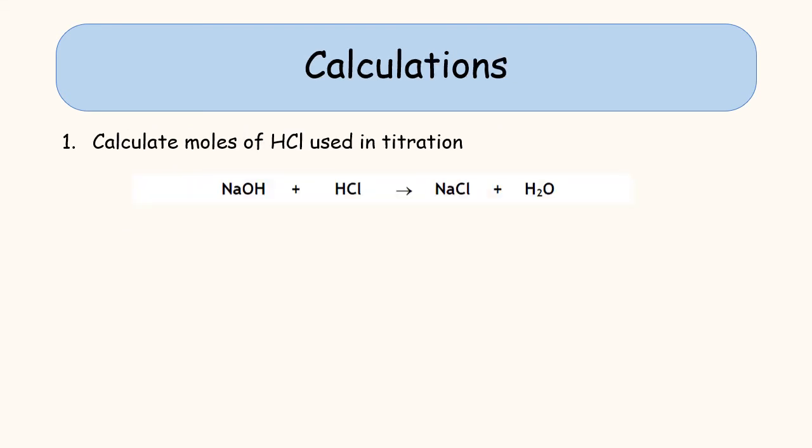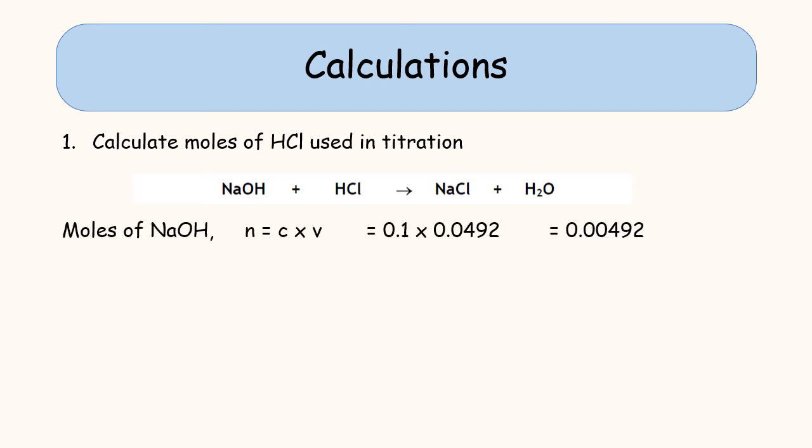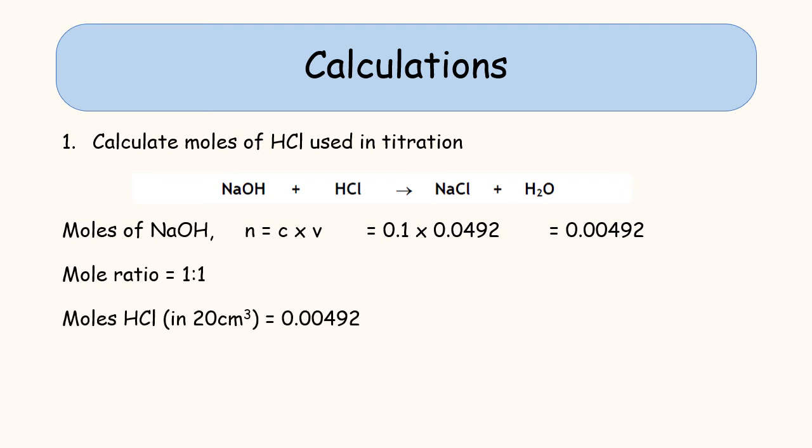So the first calculation, remember we're working backwards, is going to be based on our second equation, our sodium hydroxide reaction with hydrochloric acid, which is a 1-to-1 ratio. Now the moles of sodium hydroxide, n equals CV, so it's 0.1 mole per litre multiplied by 0.0492 litres, which gets us 0.00492. Because it's a 1-to-1 ratio, we know that that is the number of moles of hydrochloric acid in 20 cm³. Make sure that you note that down, that was in 20 cm³.